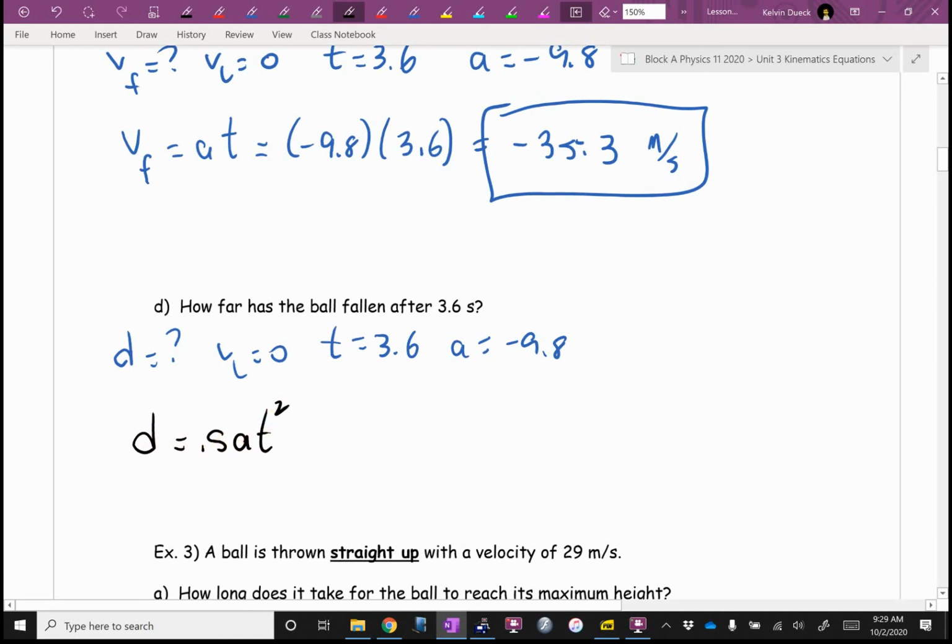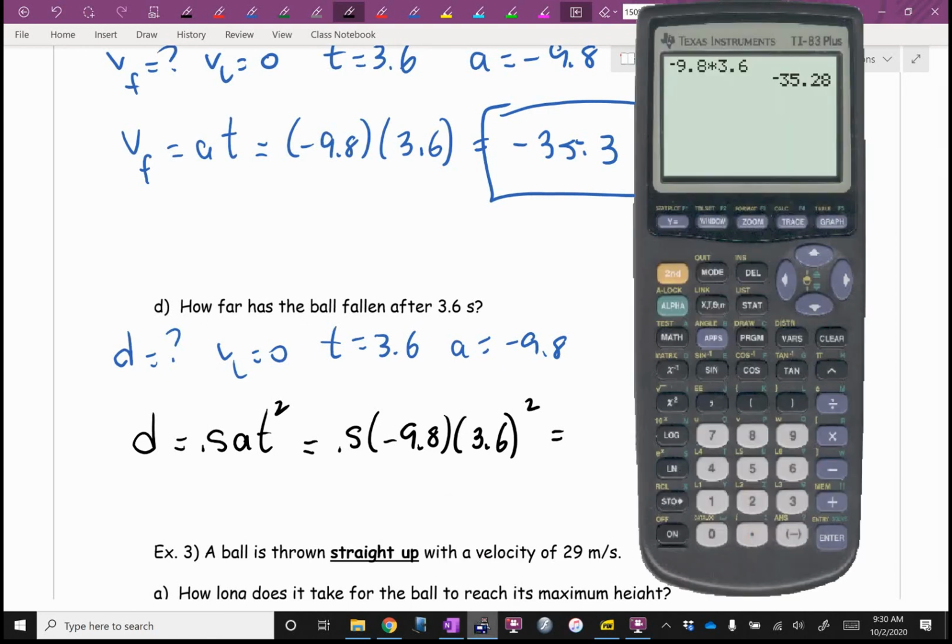So Deegan likes the 0.5 AT squared version. I'll go with that. I would have written it as AT squared over 2, but I don't care. Have we got the D by itself already? Yay! It's going to be 0.5 times negative 9.8 times 3.6 squared. I'm going to get a negative answer for displacement. What's this telling me? I ended up below from where I started. Or if you're not on a cliff, I ended up behind from where I started. Did you get negative 63.5?